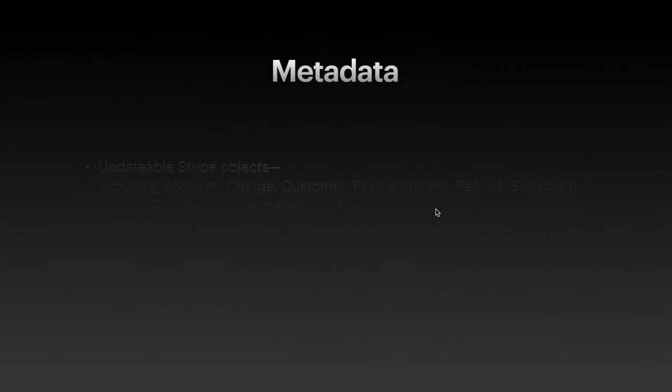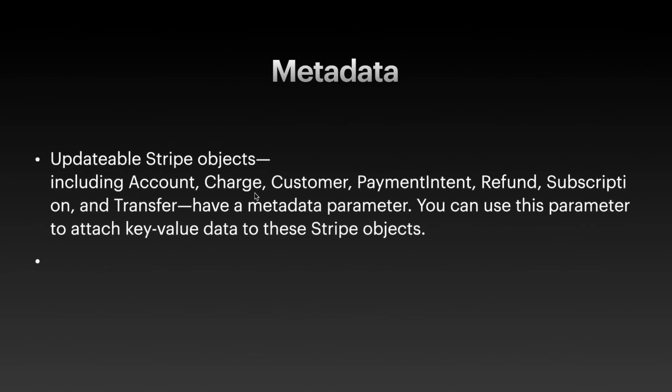So, metadata. Objects like an account: when you create an account, retrieve an account, or update an account, you can add key-value pairs. For example, if you have a customer or a payment intent, you can add an order ID so you can match the order ID with the payment intent, and your team can recognize which order ID was used. So it's very useful to add metadata.